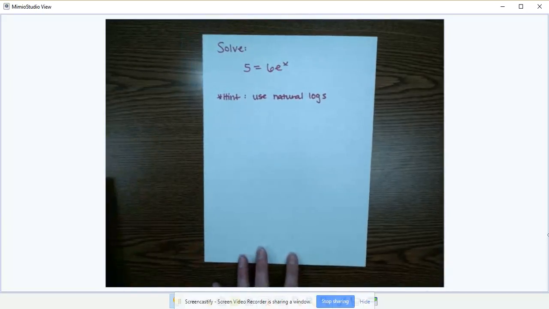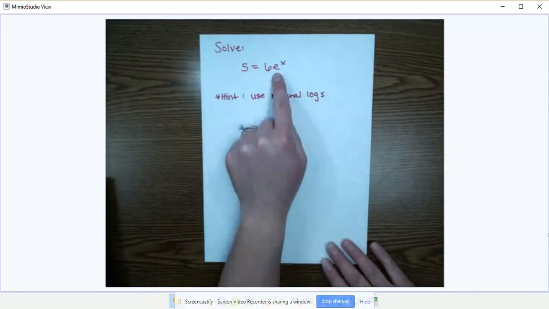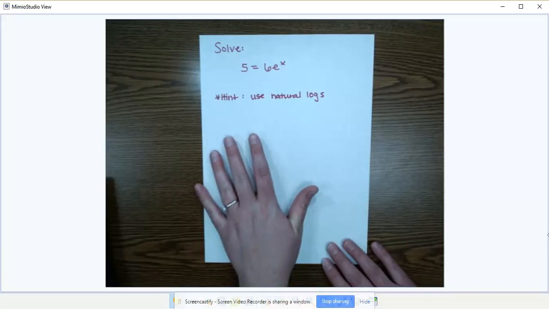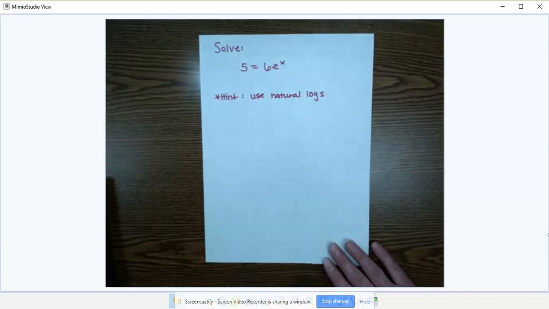And last, I would like you guys to solve this one. Since our exponent is on a base e, you can use natural logs. All the same rules apply for natural logs, so try using natural logs to solve this.